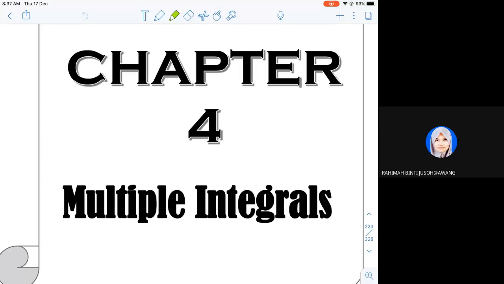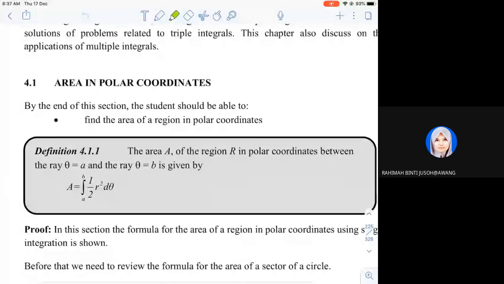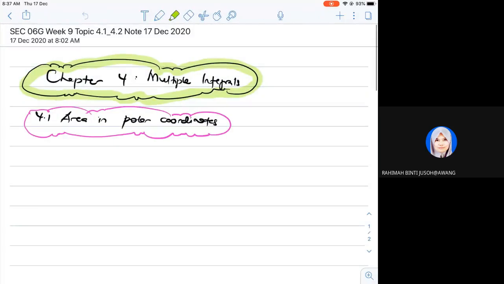So chapter 4, multiple integrals. Subtopic 4.1, area in polar coordinates. For subtopic 4.1, we are actually doing the single integral, which means that we integrate with respect to only one variable.